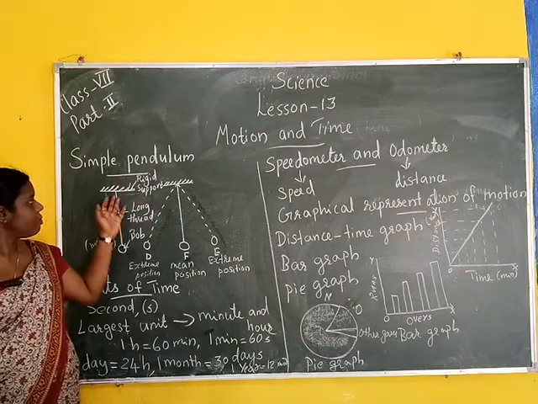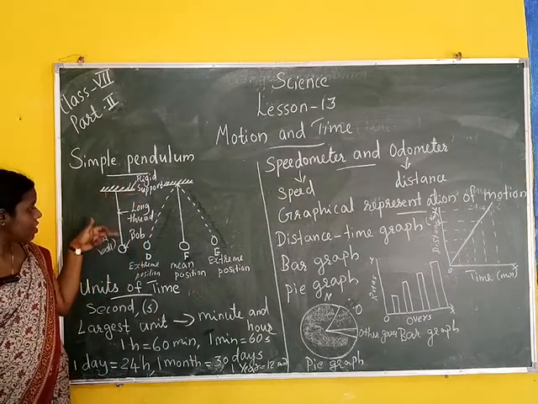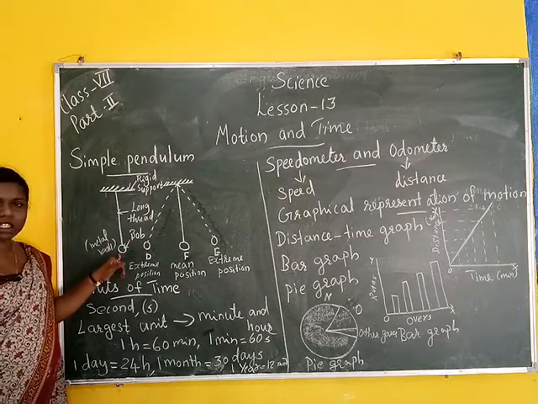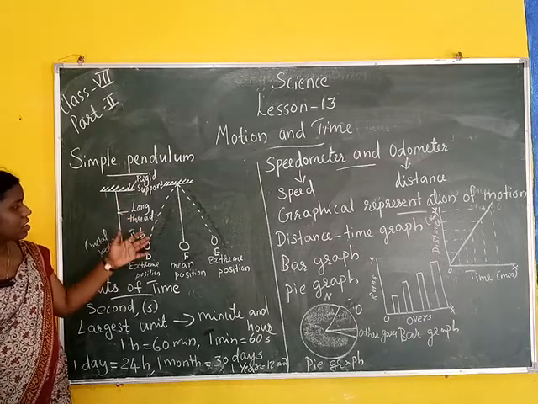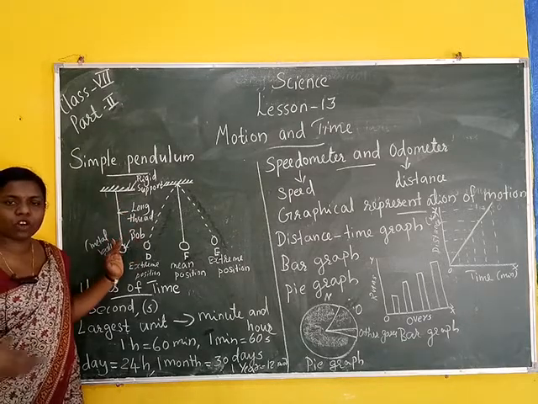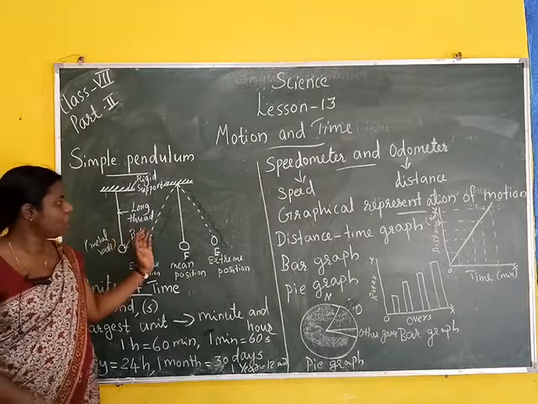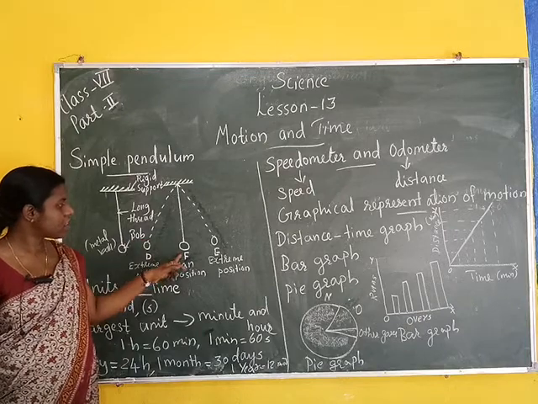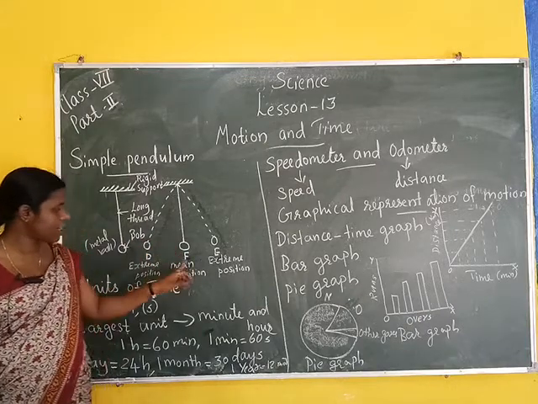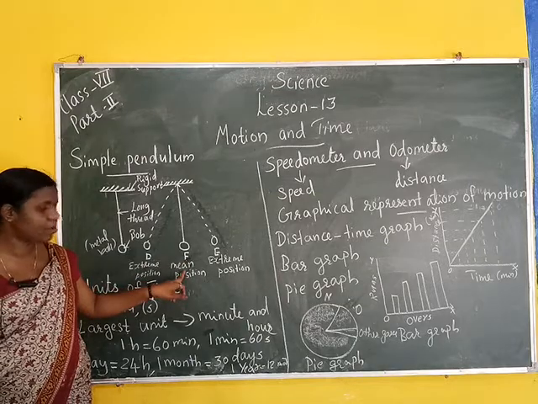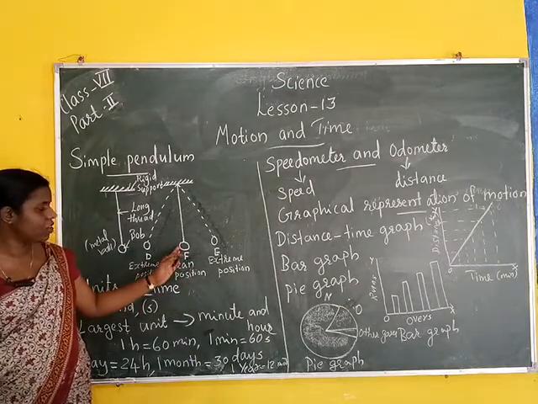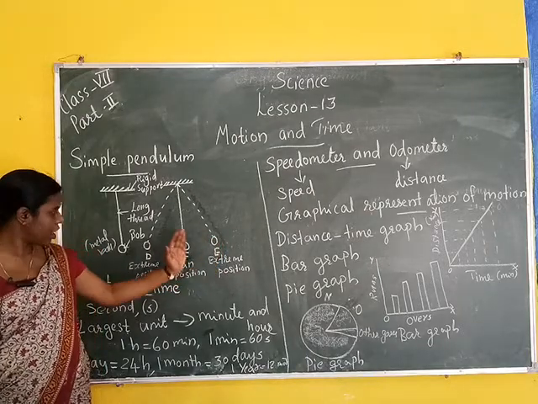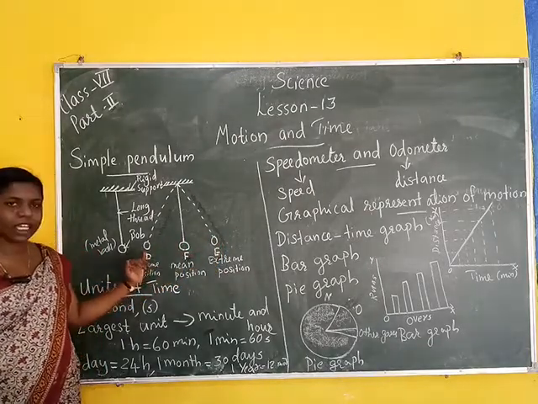In a simple pendulum, a metal ball is suspended by a long thread. This metal ball is called the bob. It is an example of periodic motion or oscillatory motion, that means to and fro motion from one side to the other side. This starting portion F represents the starting, that means the mean position. Then it goes to E, the extreme position, then goes back and comes to rest, then to D, the other extreme position.